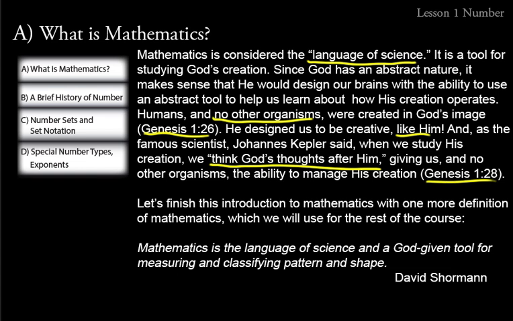So let's finish this introduction with another definition. This is the one that we're going to use the rest of this course, and this would be another thing to write down. Mathematics is the language of science and a God-given tool for measuring and classifying pattern and shape. So you can see some of the themes that are in those other 4 definitions that we discussed earlier in this definition here, but that's what we'll use. Mathematics is a language of science and a God-given tool for measuring and classifying pattern and shape.